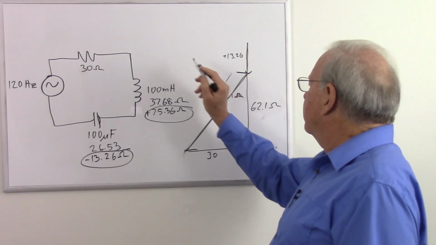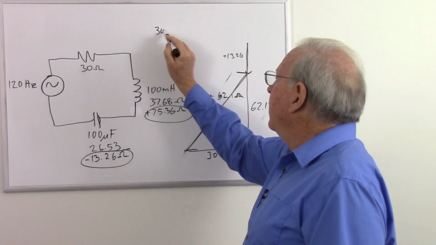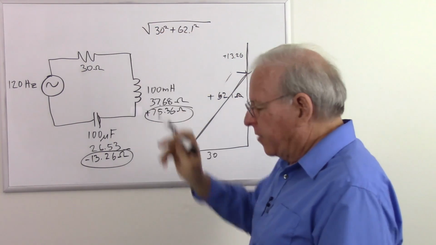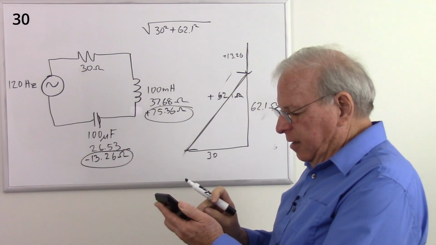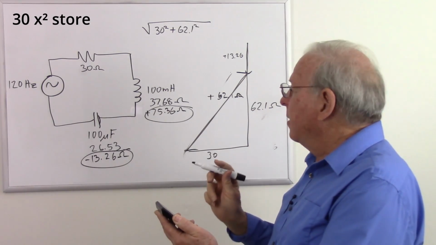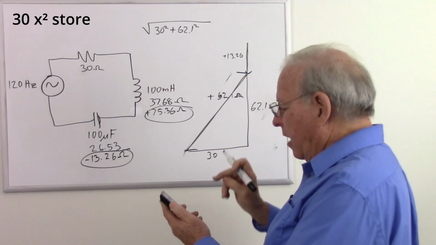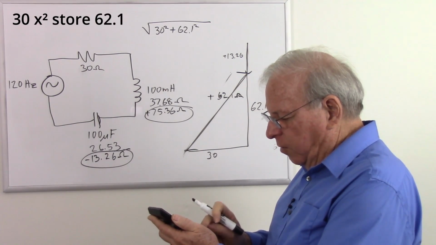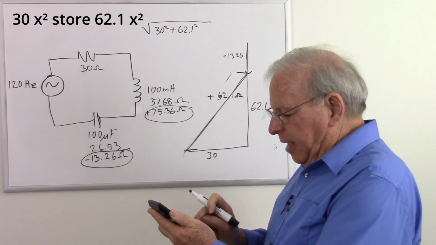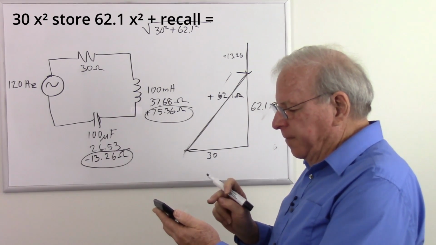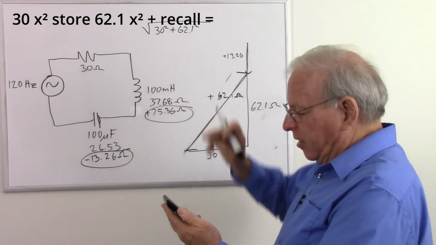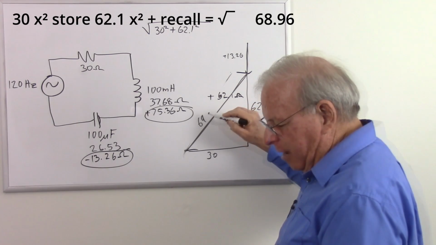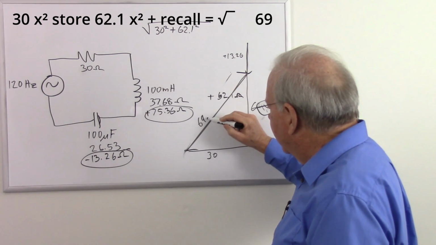So what is the hypotenuse of that triangle? It's going to be 30 squared plus 62.1 squared. And take the square root of that. So take 30, square it, store it in memory. That comes out to 900, as if that matters. Now we're going to add that to 62.1 squared. So 62.1 squared. Add that to the previous one, and I get a number. I'm not worried about that yet because I need to take the square root of that. And I got a total impedance of 68.96, let's just call it 69 ohms.